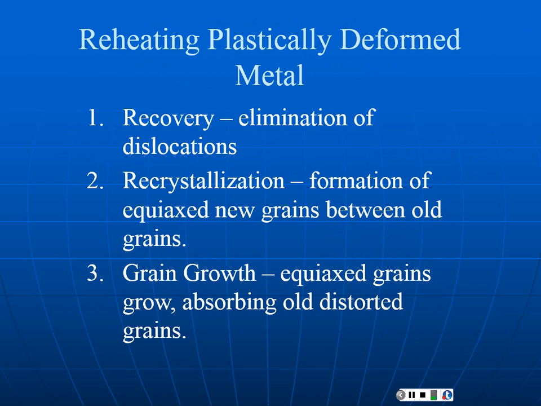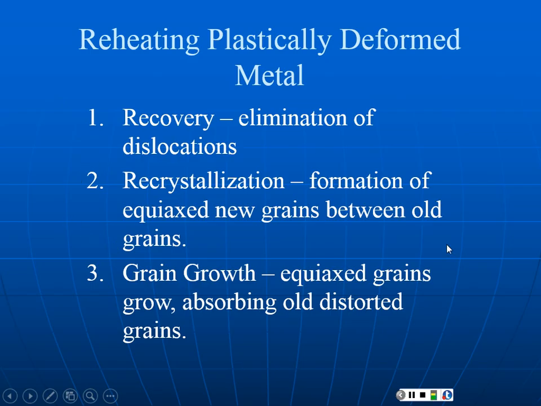Now what happens if we take a metal that has been plastically deformed? So we've put a bunch of dislocations into it, we've shuffled those around, and if you reheat it to a high enough temperature where diffusion becomes significant, where you start to have a lot of diffusion, you're going to get a series of steps. The first step is called recovery, and in recovery, the dislocations are eliminated, and they're eliminated by diffusion, and we'll look at how that happens.